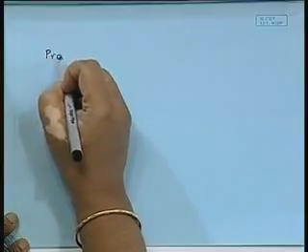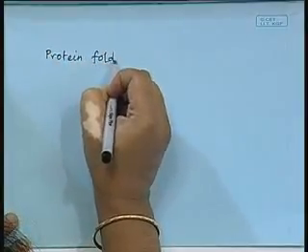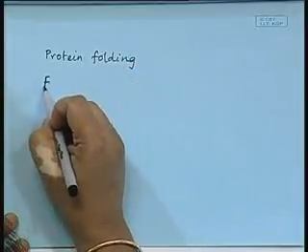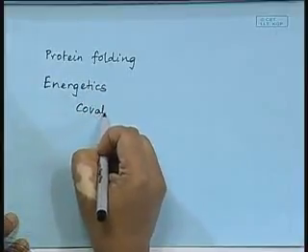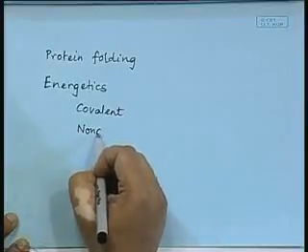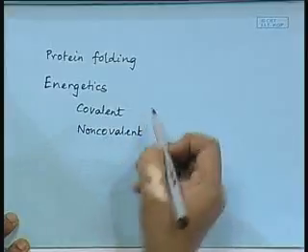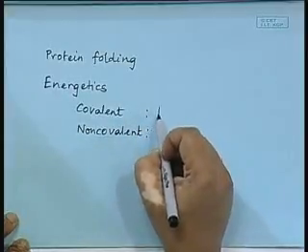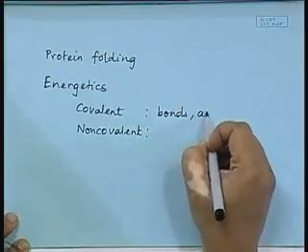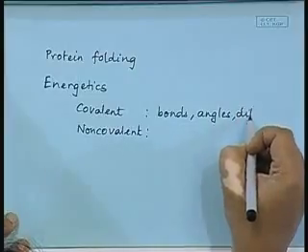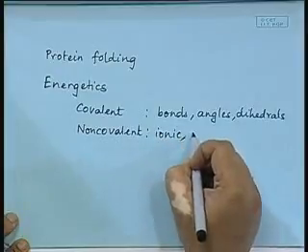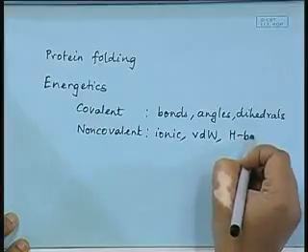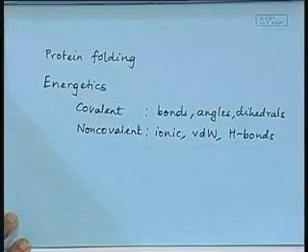So what we learned today was the protein folding, the energetics of protein folding, where we have covalent and non-covalent contributions. The covalent contributions come from bonds, anything that's connected: bonds, angles, dihedrals. Non-covalent: ionic, van der Waals, hydrogen bonds. Those are going to contribute to the energetics of protein folding.